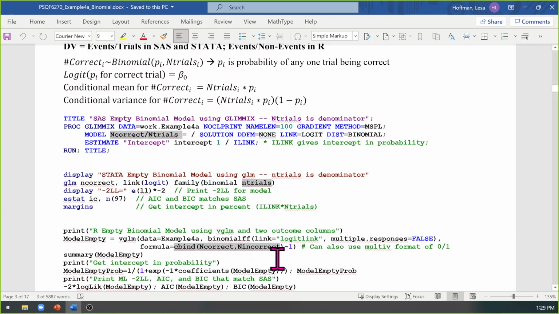And I initially put in incorrect and n trials, and I wasn't getting results that were anywhere near what was supposed to be. And so on a hunch, I just put in incorrect as the second one, and I got it right. So in R, it wants to know the number correct and the number incorrect, whereas the other packages want to know the number correct and the total.